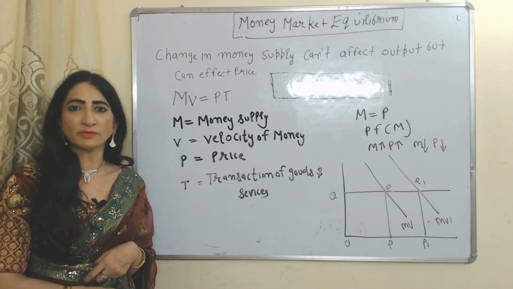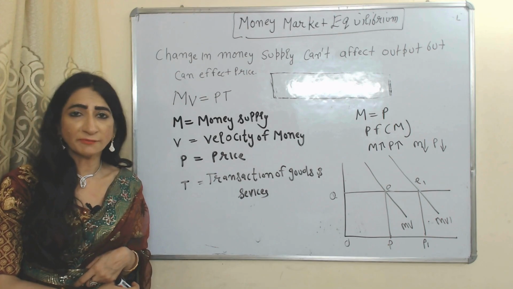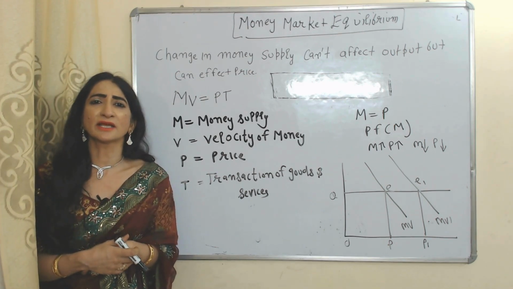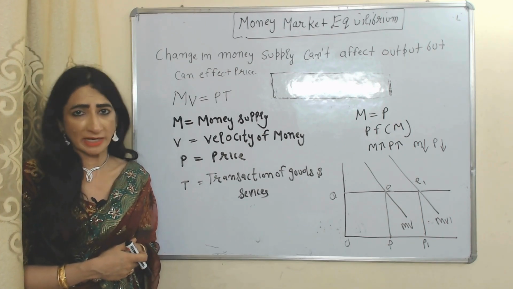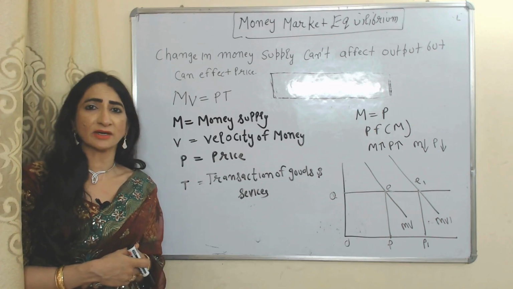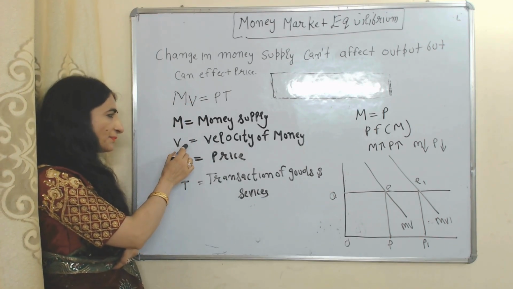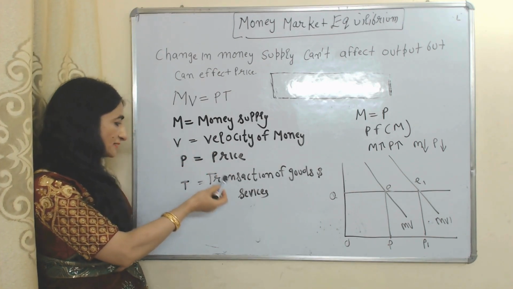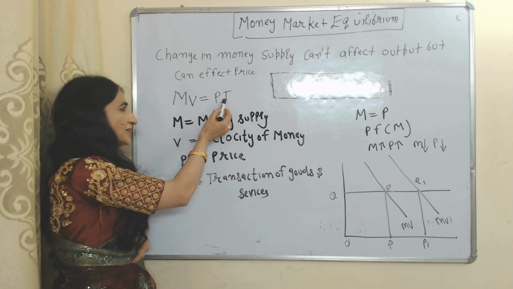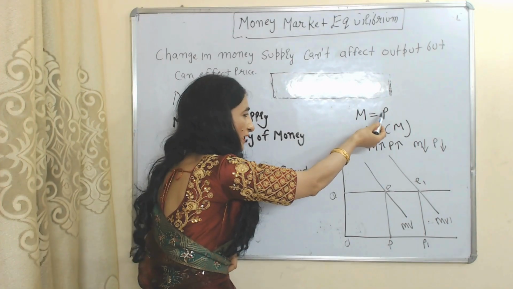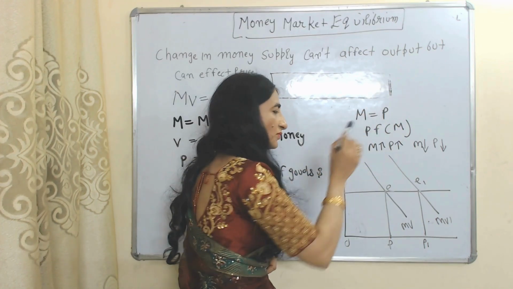According to classical economists, a change in money supply cannot affect output, but it can affect prices. In order to explain this, classical economists use the Fisher equation: MV equals PT. M represents money supply, V represents velocity of money, P represents prices, and T represents volume of transaction of goods and services. Here we assume V and T are constant, so M is equal to P, or we can say that P is a function of M. That means prices depend on money supply.